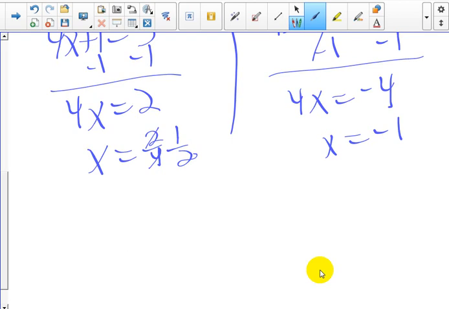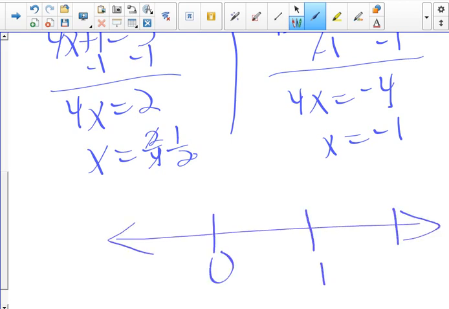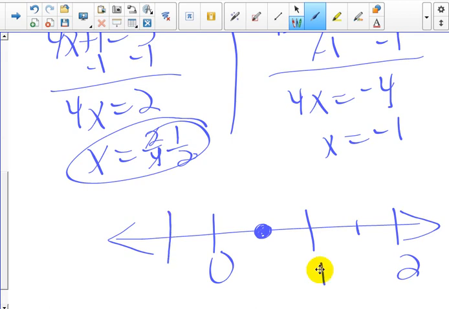So how do you graph that? Here's 0, 1, 2, and here's our half points. We've got x equals 1/2, so that's going to be here. And x equals negative 1 is going to be back here at negative 1. My spacing is a little off, but that's at negative 1 and 1/2. And that's it.